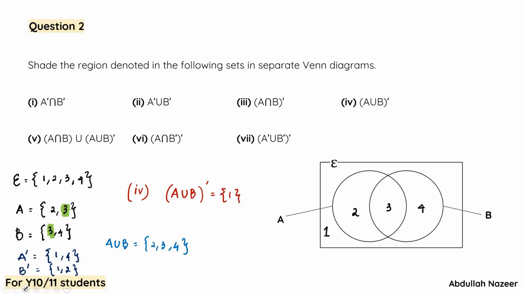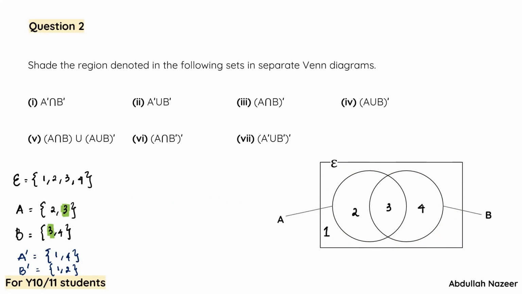So the region that belongs to the set A union B complement is the region that belongs to the number 1, so everything outside the circle. Alright, so let's move on to the next question. Now that you know how this method works, you can go ahead and pause the video and try questions 5, 6, and 7, and resume it to see the solution.